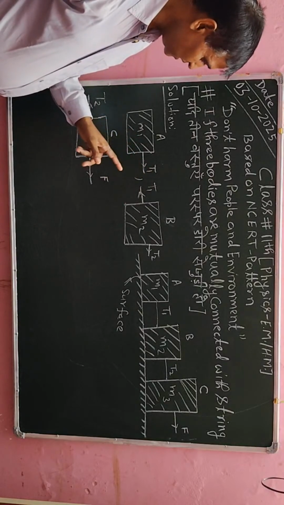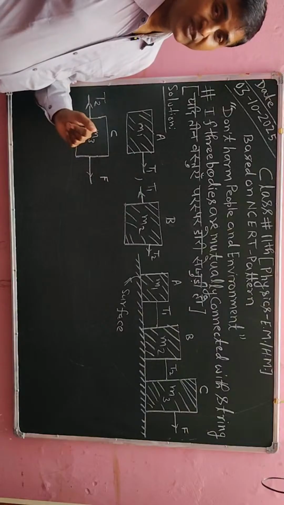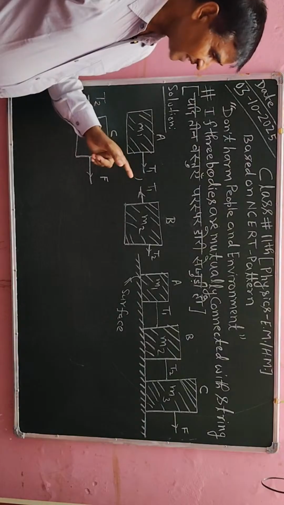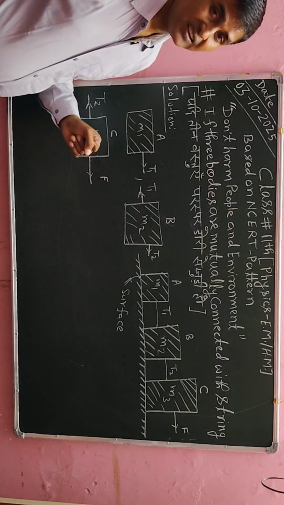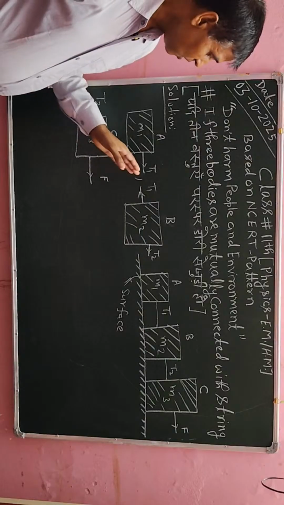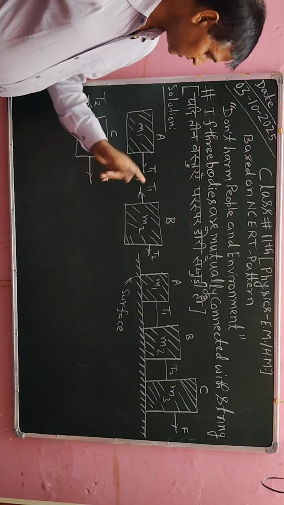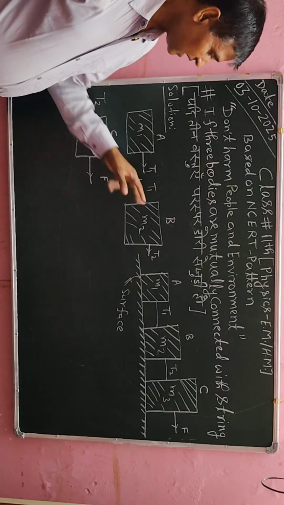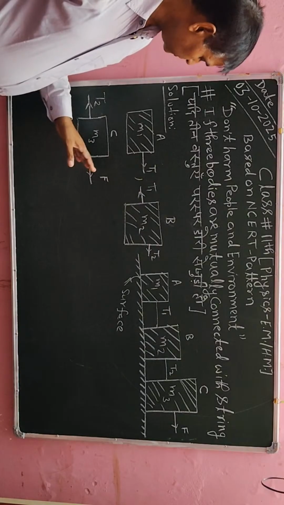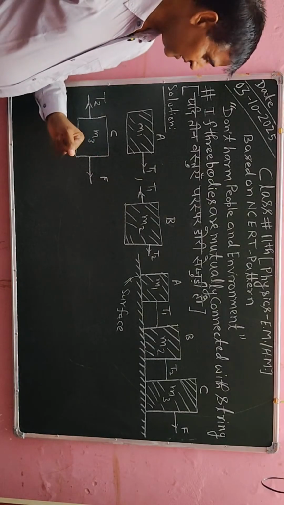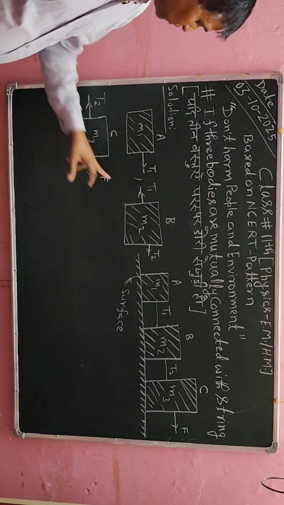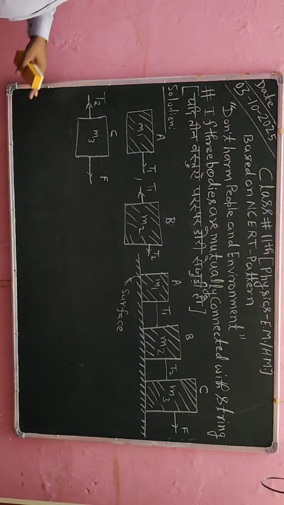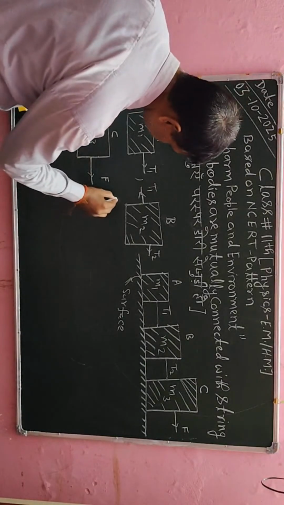So those masses I will use, and all objects will have the same acceleration. That common acceleration I will use in Newton's second law of motion to find all the parameters: parameter A, parameter T1 and parameter T2, in terms of M1, M2 and M3, and also in terms of F. Okay, so according to Newton's second law of motion, I have to write here.